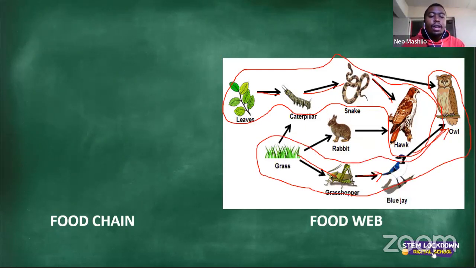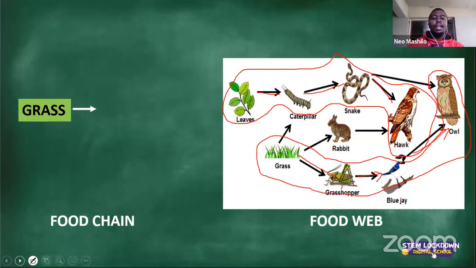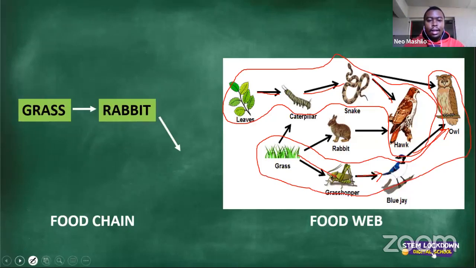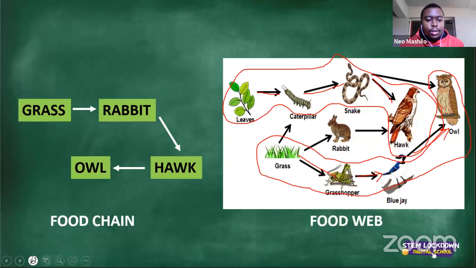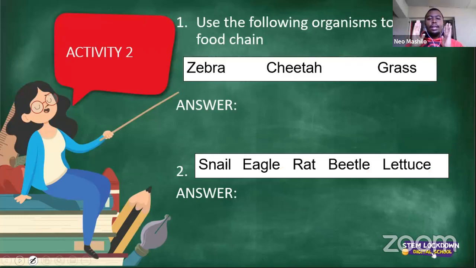Now, if you are to draw a food chain from this, you would say something like this. You'd say grass. Grass is eaten by a rabbit. Rabbit is eaten by a hawk. A hawk is eaten by an owl. So you can see that what I've just done is coming from here. We have grass eaten by a rabbit, eaten by a hawk. So you can clearly see your food chains from your food web. So that is the food web.